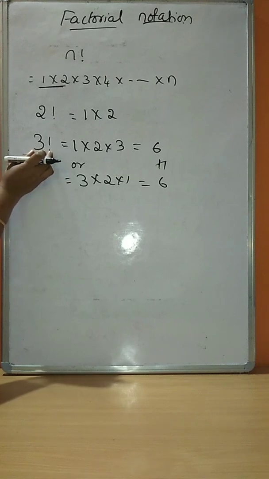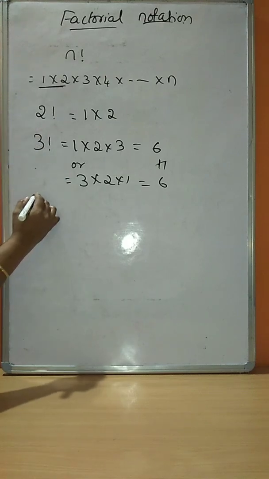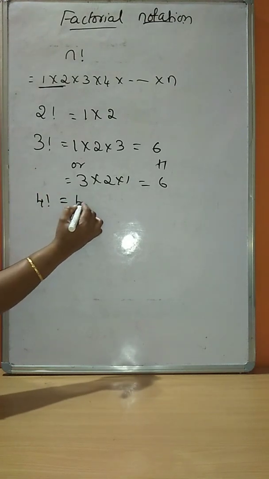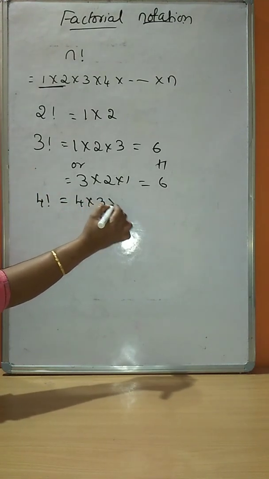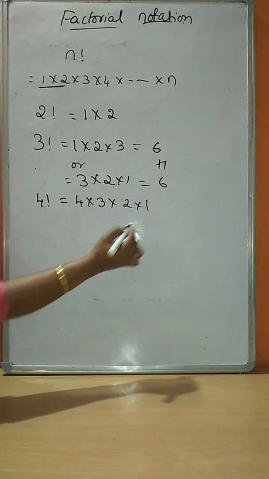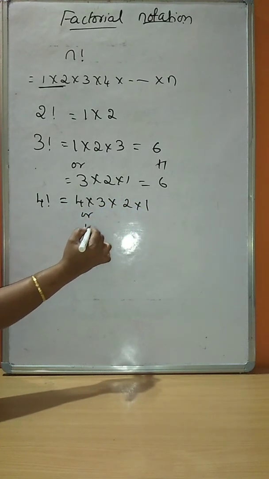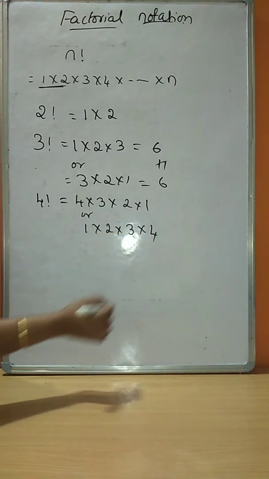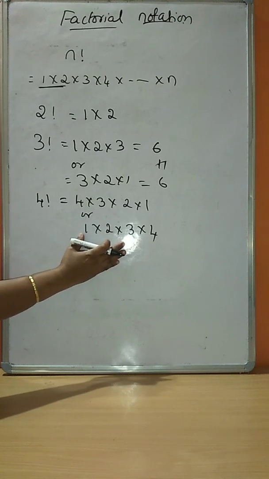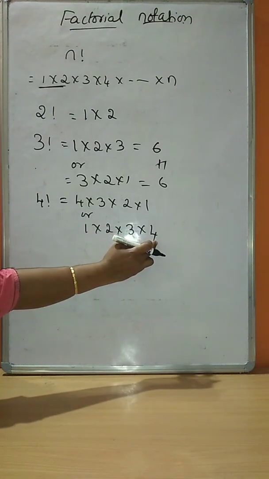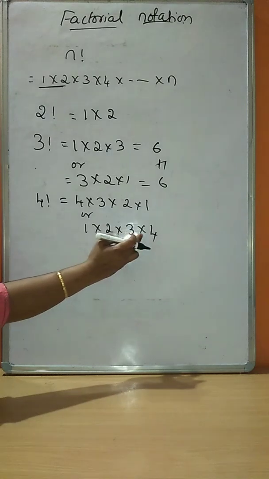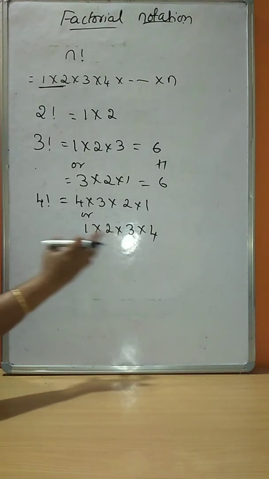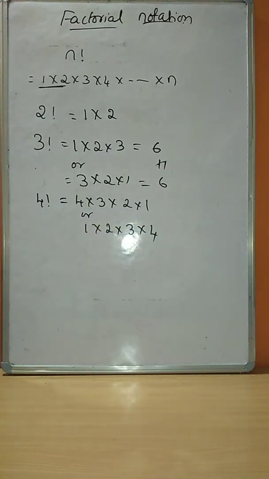So the meaning of this is the first 3 natural numbers. Similarly, what is the meaning of 4 factorial? Expand 4 factorial: 4 3 2 1. Or how can we write it? 1 into 2 into 3 into 4. So it is the product of the first 4 natural numbers, from 1 up to 4.